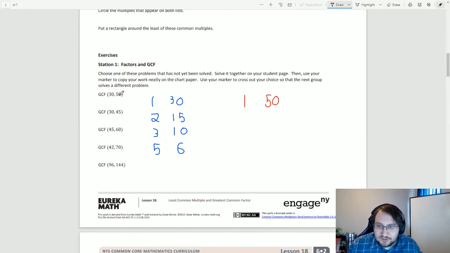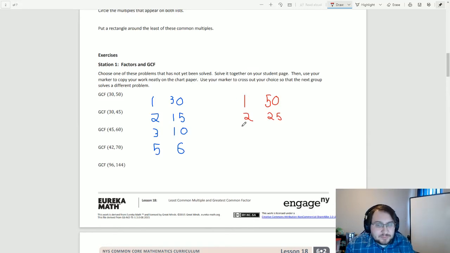No, let's check the next one. 2. I can divide 50 by 2. If I divide 50 by 2, I get 25. So that means that 2 and 25 need to be factors.